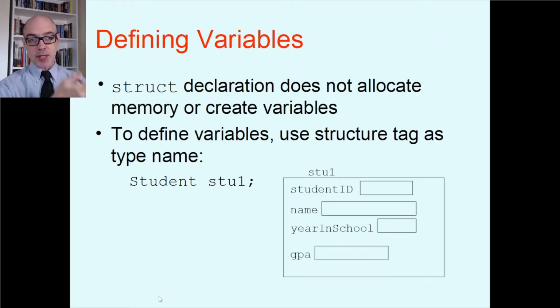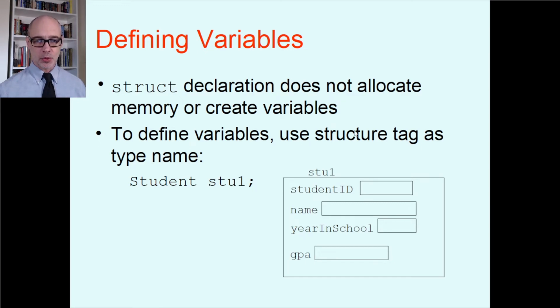Okay, so when you have a type, that doesn't really do anything. A struct declaration does not allocate memory or create variables. It just creates a structure, a defining blueprint for how you could declare variables. So now that you have a type, you'll have to declare variables of that type just like you do with an int or a float or a char.